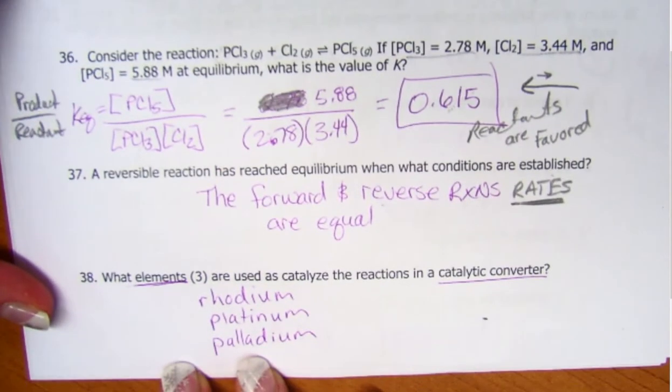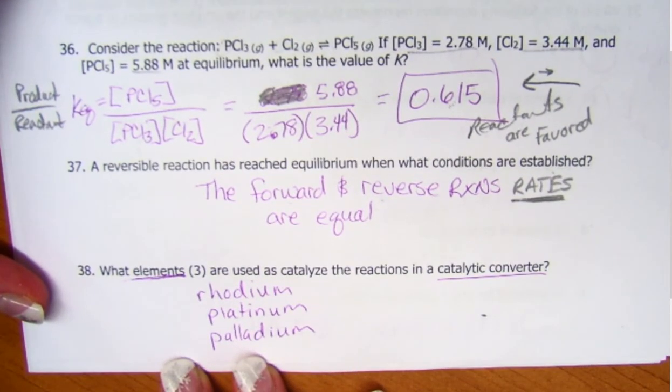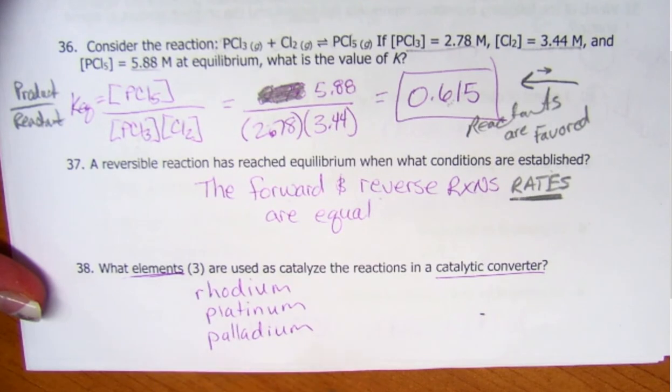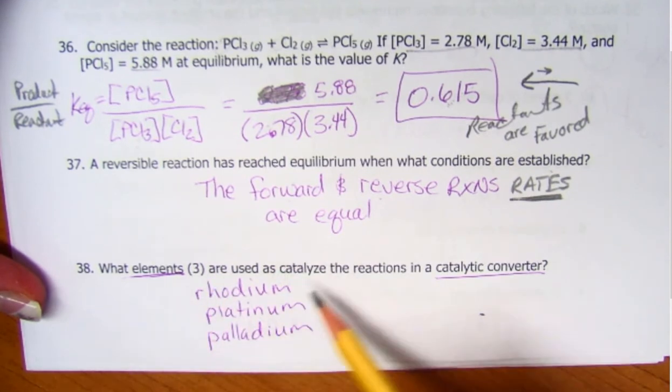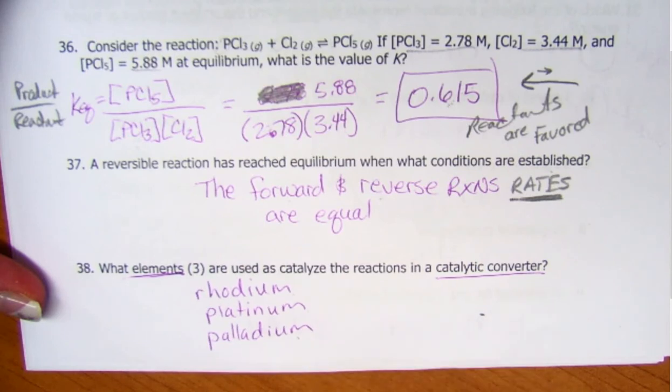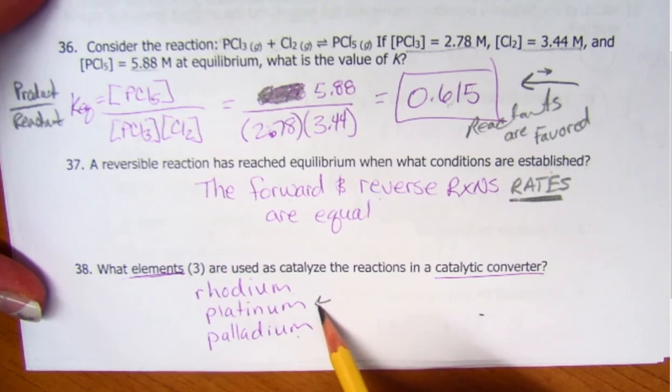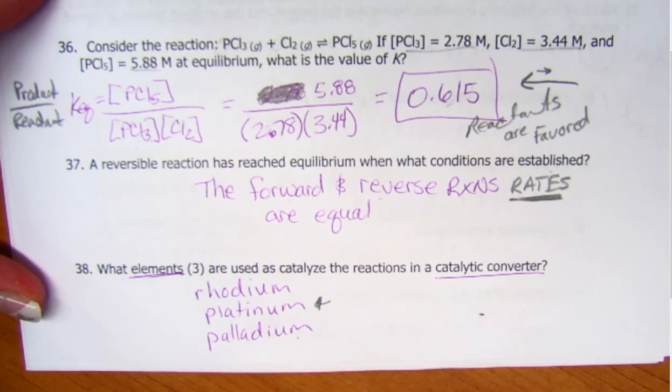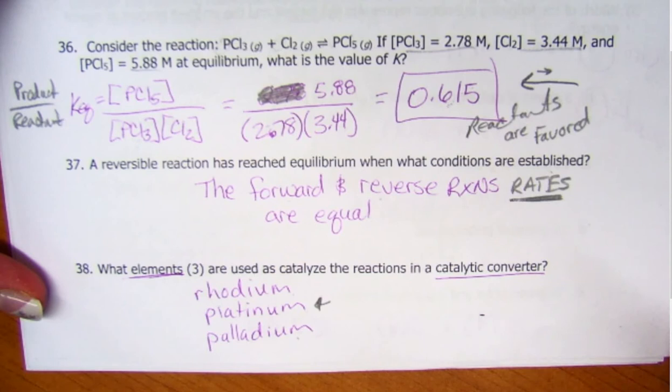This is sort of a random question. I thought it was really weird that she put in something like this. But what are the 3 elements used in catalytic converters? Rhodium, platinum, and palladium. So if we just write that on our card. The reason why most catalytic converters are stolen is because of platinum. Platinum is expensive. So they recover that and leave the catalytic converter.